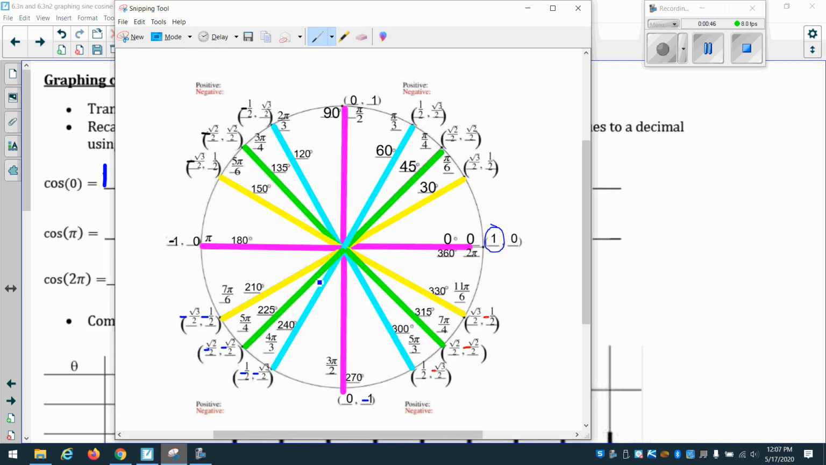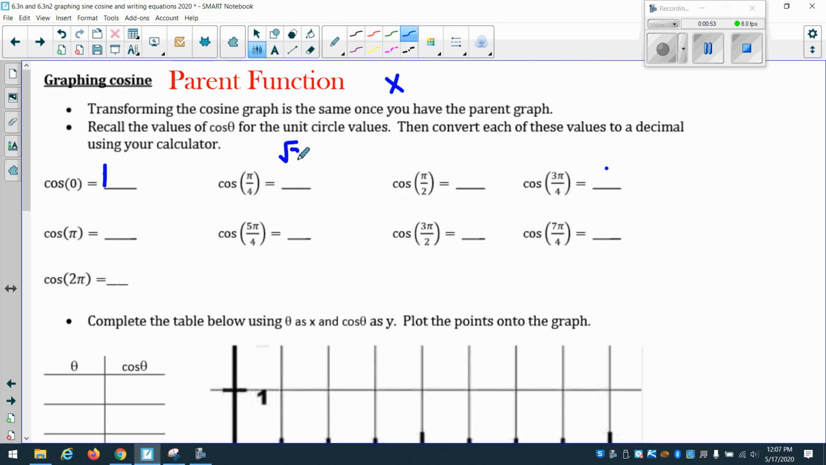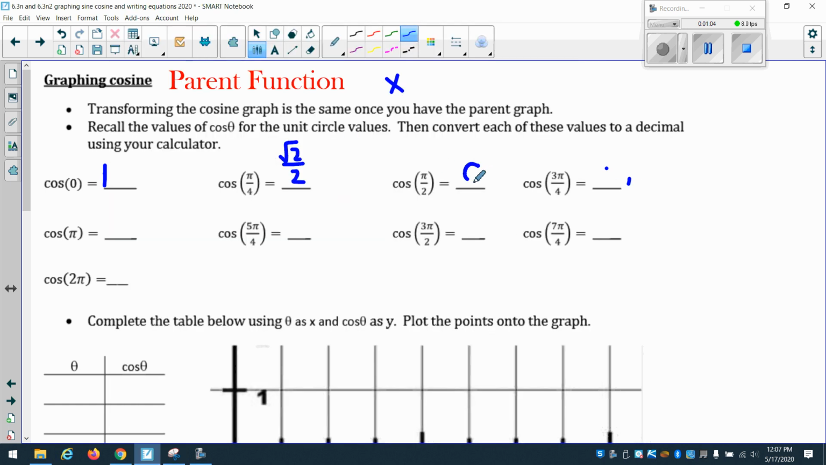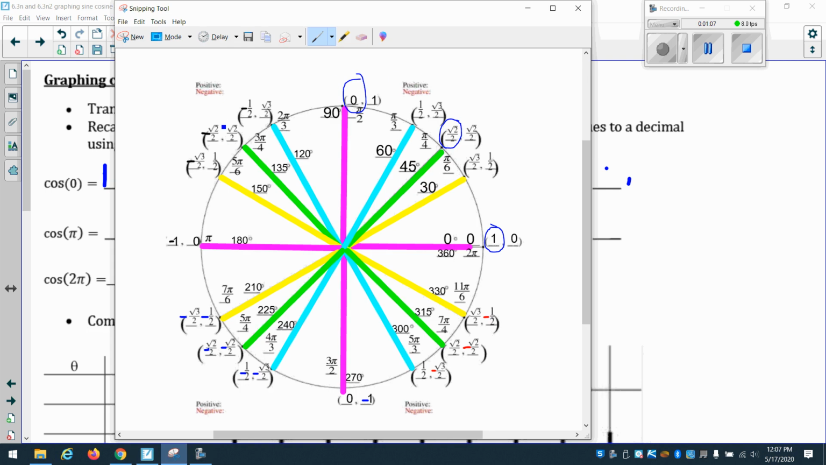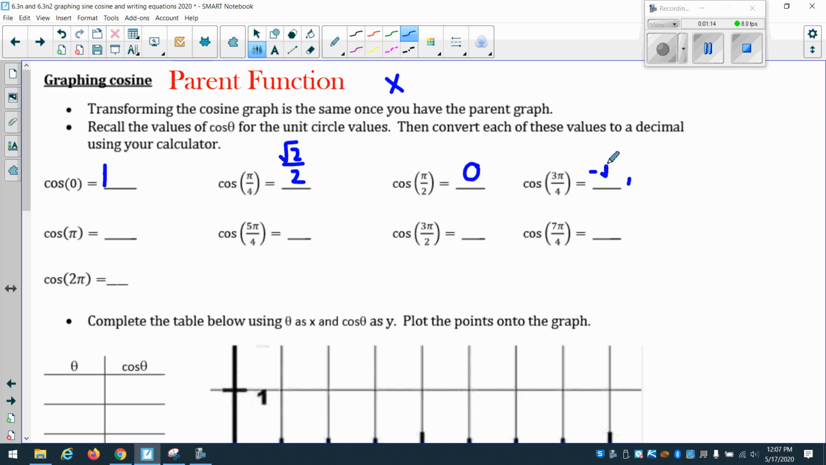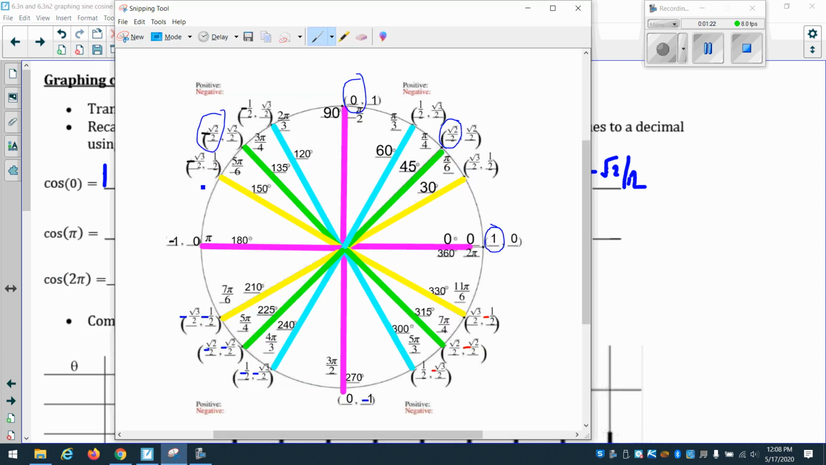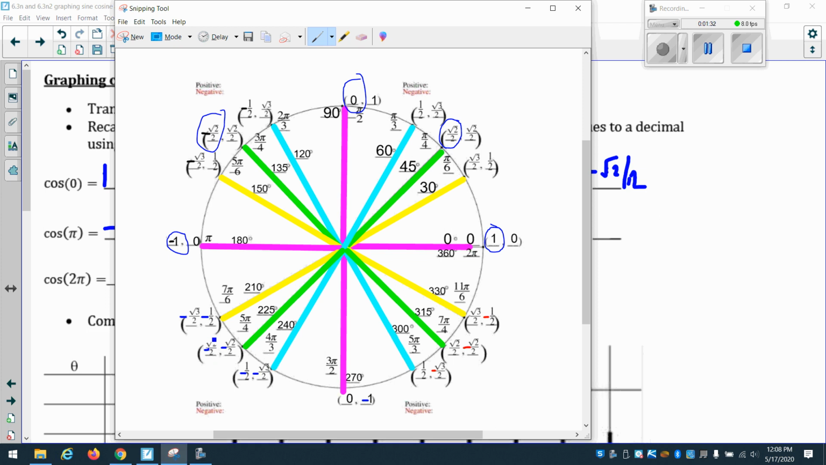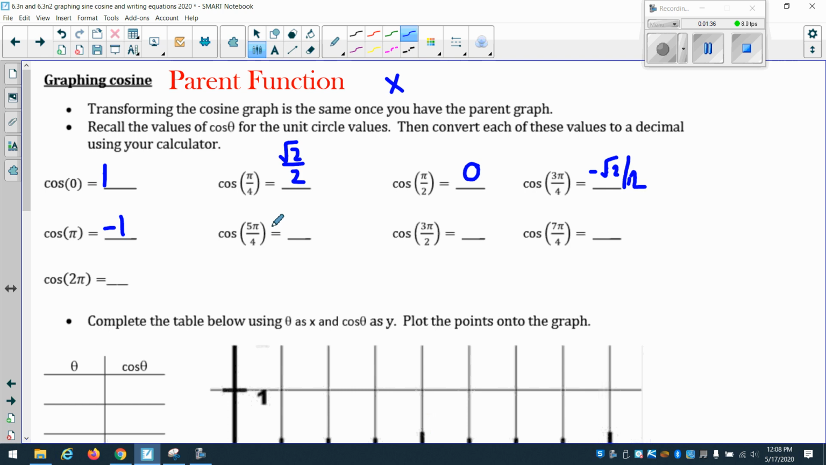Cosine of pi over 4 is root 2 over 2. Cosine of pi over 2 is 0. Cosine of 3 pi over 4 is negative root 2 over 2, and then cosine of pi is negative 1. Cosine of 5 pi over 4 is negative root 2 over 2.